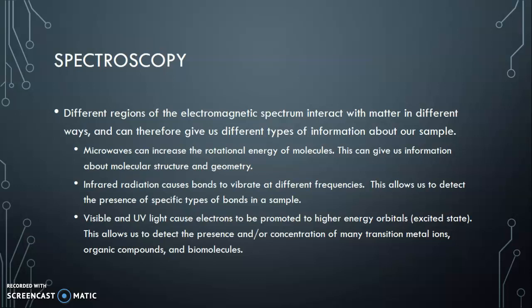Visible and ultraviolet light is what you're going to be using in the lab. It causes electrons to be promoted to higher energy orbitals or into an excited state, which allows us to detect the presence of certain substances as well as their concentration. So by looking at the UV-Vis spectrum, you can sometimes identify what is present in your sample, or tell its concentration if you know what the substance is.